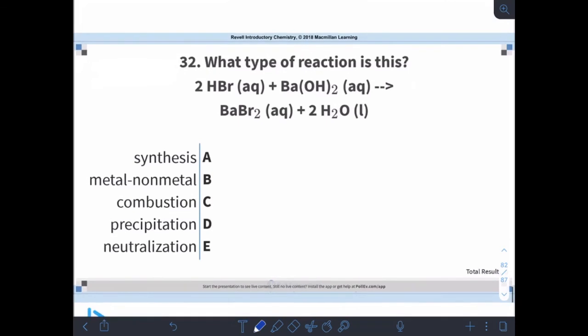Let's see what we have here. So we could say double displacement again, because if we look, we've got an H going with the OH, and the barium goes with the bromine. So it's a double displacement. But again, that's not one of our choices. So let's see what other options we have. So a compound starting with a hydrogen, that's an acid. And a compound ending in an OH, that's a base. So we've got acid plus base, and it makes a water. So it must be an acid-base neutralization reaction.